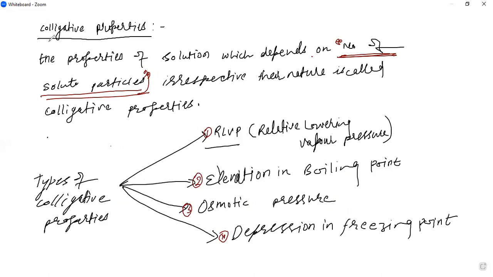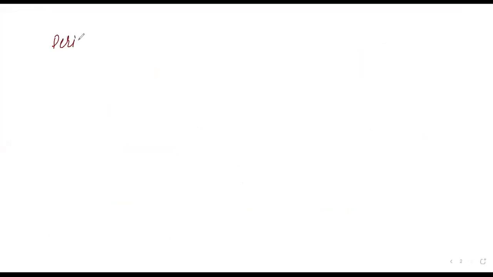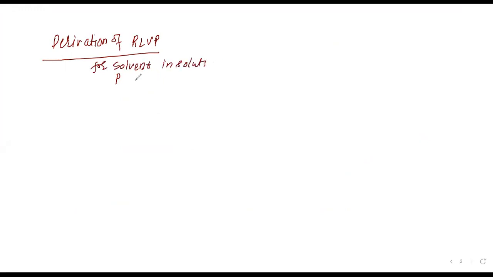So here you see the derivation of RLVP. So what is there? If you are adding T1 for solvent in solution, solvent in solution, that is P1 equal to P1 naught X1. Equation 1. Is it okay?